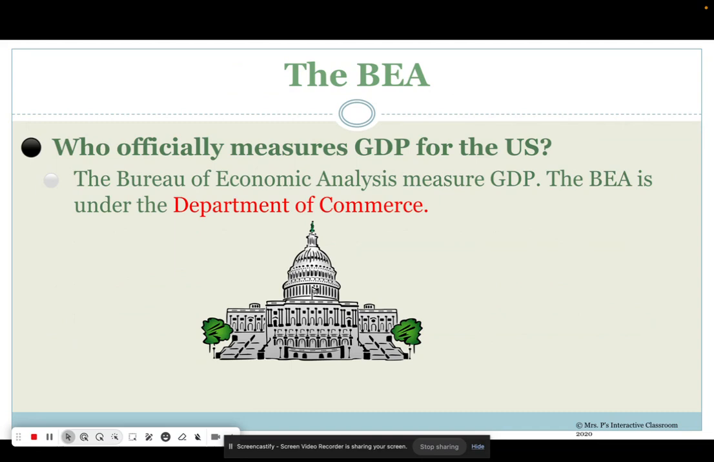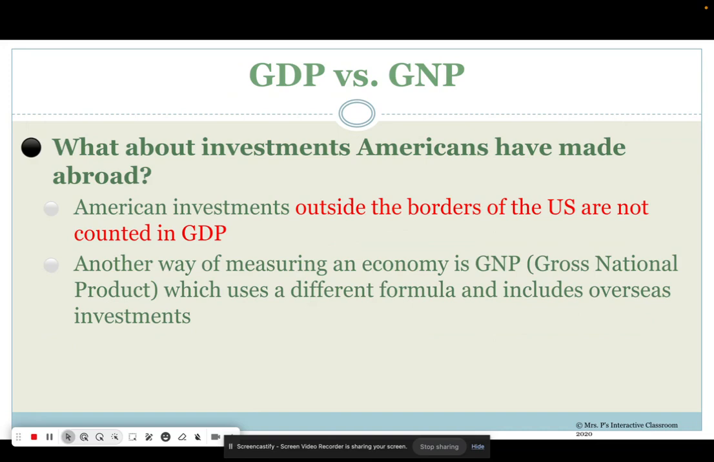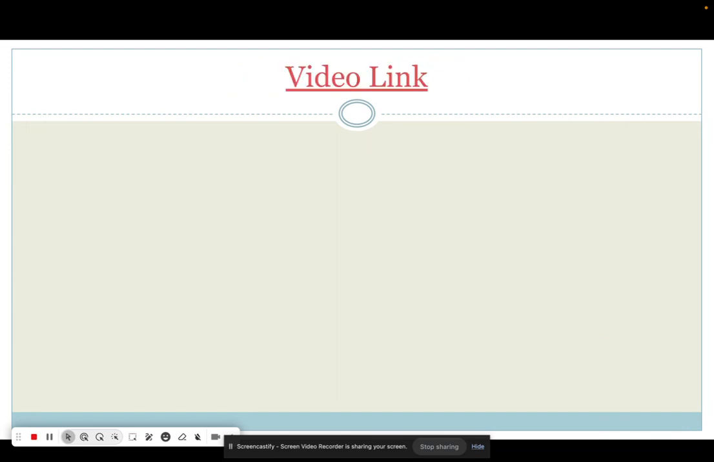So, who officially measures GDP for the U.S.? The Bureau of Economic Analysis measures GDP. The BEA is under the Department of Commerce, just for your information. What about investments Americans have made abroad? American investments outside the border are not counted in GDP. Obviously, just like imports coming in are not counted in GDP. Same thing with investments outside the borders, because why would it? Another way of measuring an economy is GNP, so gross national product. It uses a different formula and also includes overseas investment.